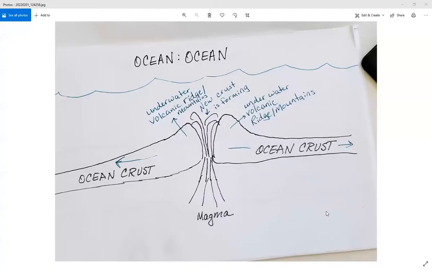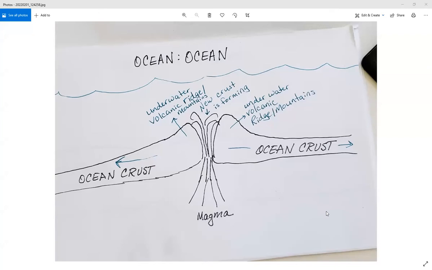So we are going to start with an ocean to ocean boundary, and that is going to look like this. Now, ocean to ocean is going to be completely underwater, and you have two pieces of oceanic crust that are pulling apart, and magma is rising up in between them, and it's where new crust is formed. So brand new crust is being formed under the oceans, actually right in the middle of the Atlantic Ocean. It is where your largest mountain chain in the entire world is.